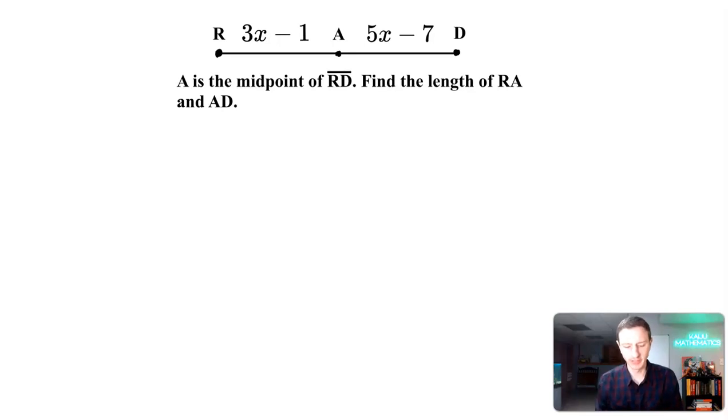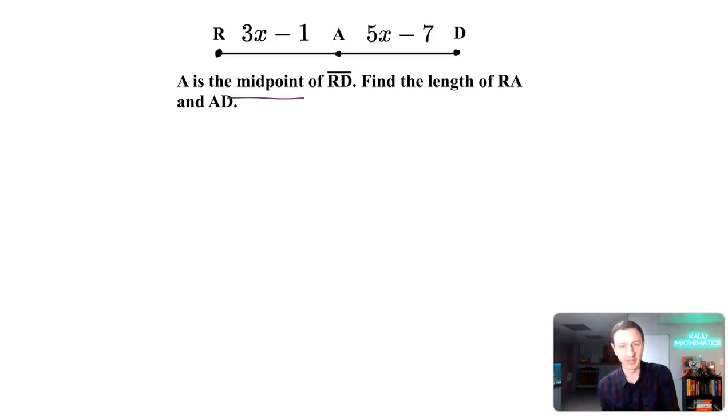Today we're going to take a look at finding the midpoint of a segment RAD, where RA is 3x minus 1 and AD is 5x minus 7. And they're telling us A is the midpoint of RD. So A is the midpoint. Find the length of RA and AD.